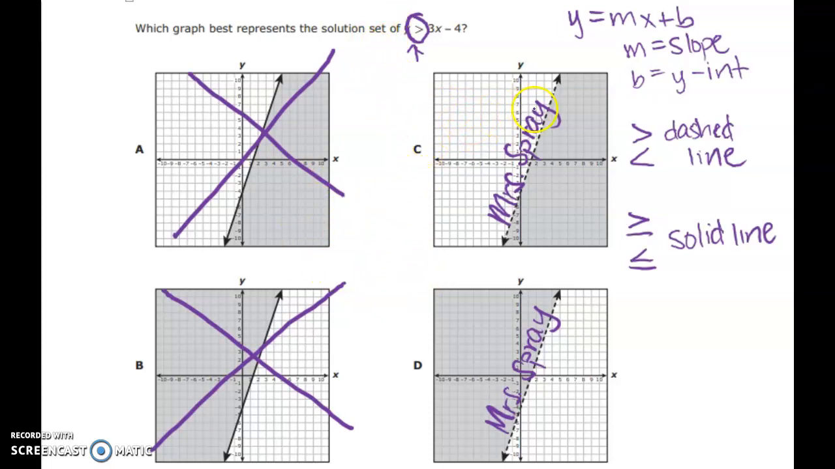Well, if you notice on C, the shaded part is all down here, so that cannot be the graph. But if you look at D, my name is in the shaded part. Therefore, your answer on this one is D.